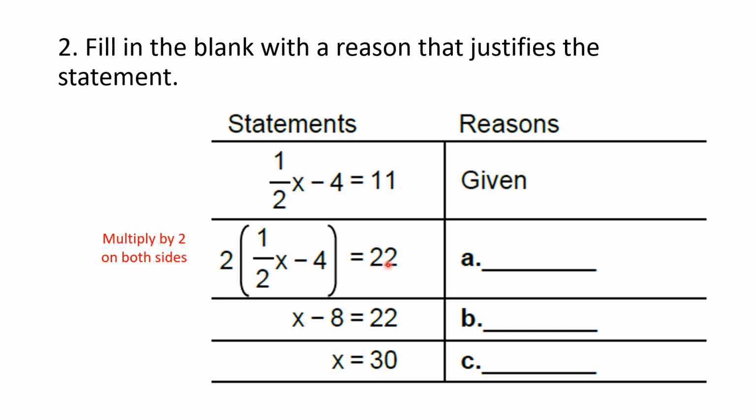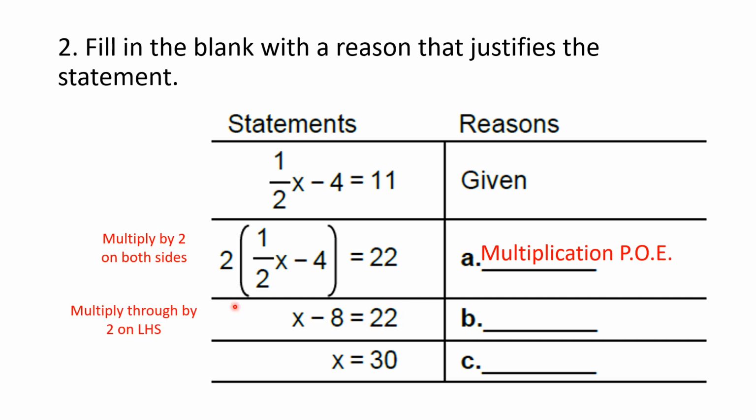What property allows us to multiply both sides by the same value? The multiplication property of equality. So you can see I'm just abbreviating property of equality there, POE. All right, now let's look at the next line. It goes from 2 times 1/2 x minus 4, close parentheses, equals 22, to x minus 8 equals 22. So it looks like we've multiplied through by 2. We've distributed that 2 on the left-hand side, and the right-hand side has remained the same.